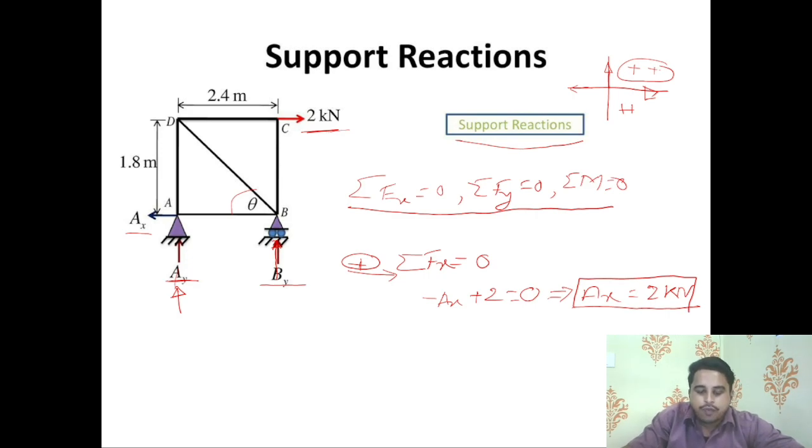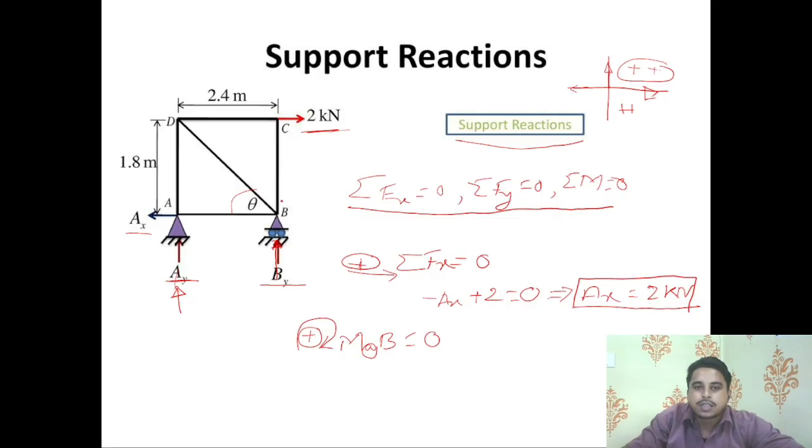Now in order to find out the other forces, that is Ay and By, we have to take a moment. We have to take a moment from any of the points of the base. We can take moment from A, or we can take moment from B. Okay, so let us take moment about B, and what will be the assumption? All clockwise moments will be positive. So moment about point B is equal to 0.